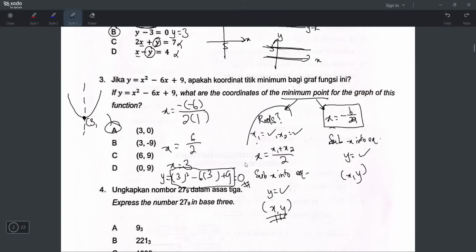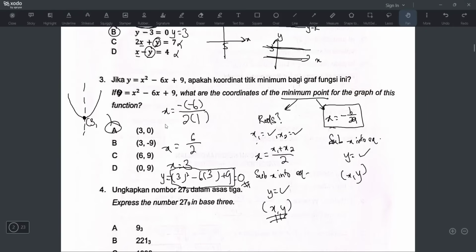Of course, you can also do it like this. If you do it like this, just like I said just now, you have to sub y equals 0 to find the x-intercept, and then press calculator A, B, C, and you get two answers. Take the two answers, add them together, divide by 2, and you will get 3 also. And then you sub inside to find the y, and you end up with the same answer.